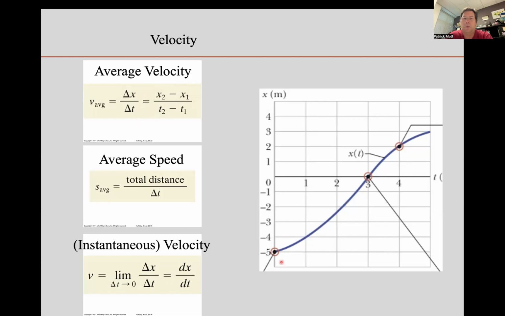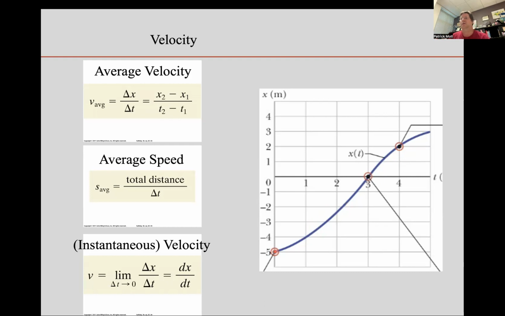So if I picked T1 to be at 0, then X1 is -5. And then I could pick X2 to be here at 2 meters at a time of 4 seconds. So T2 would be equal to 4. And then I'm essentially laying down a ruler to connect those 2 points, those 2 space-time points. And the ratio of the displacement x2 minus x1 to t2 minus t1 is the average velocity.